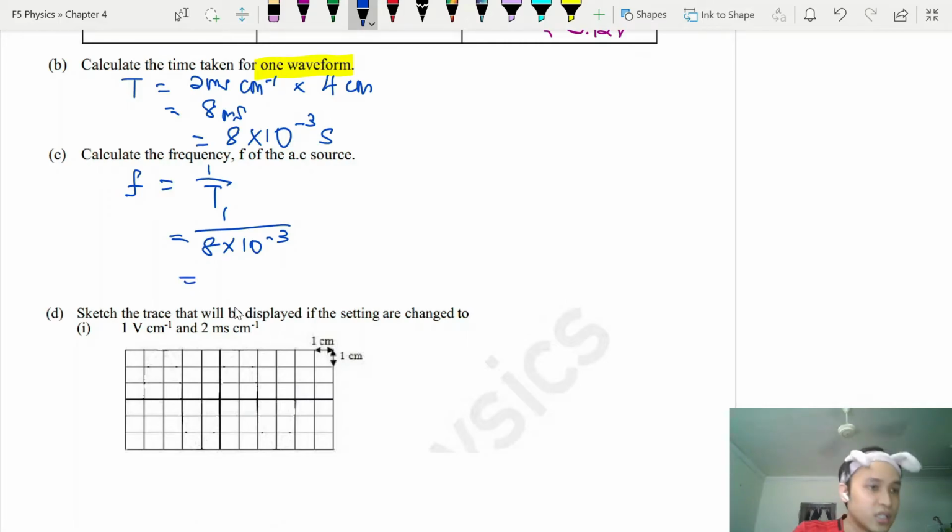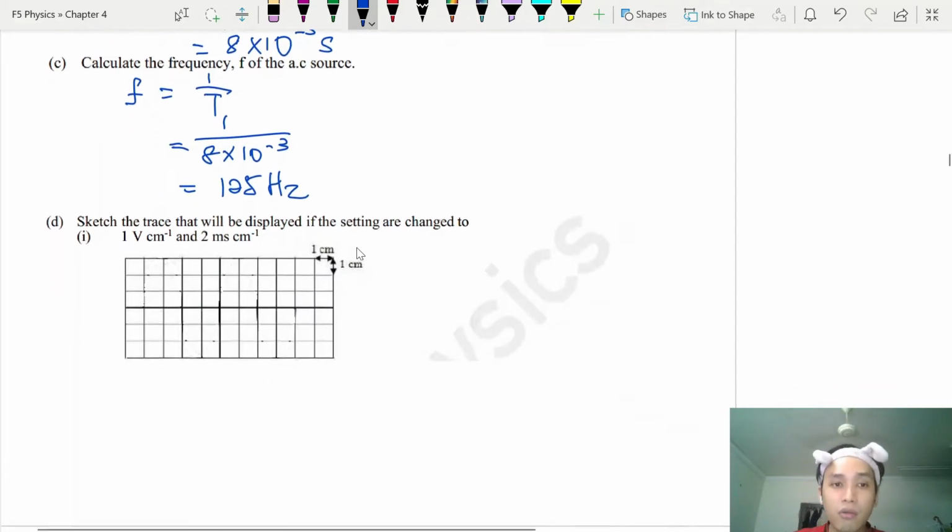Alright, so the frequency that you should get is, so difficult to calculate. Okay, so this is 125 Hertz. Alright, so those are the few pieces of information that you can get from your CRO.